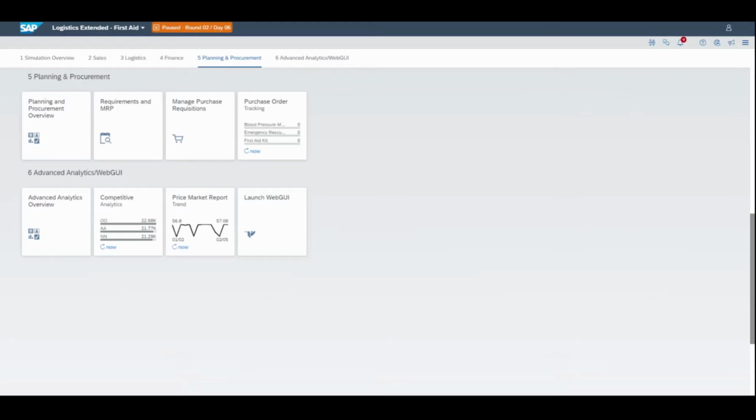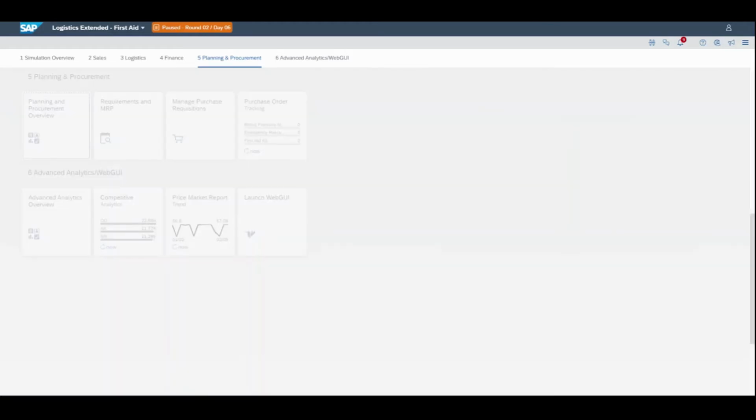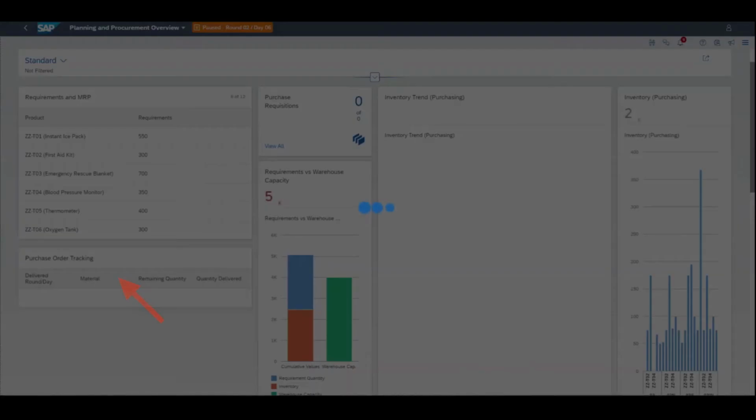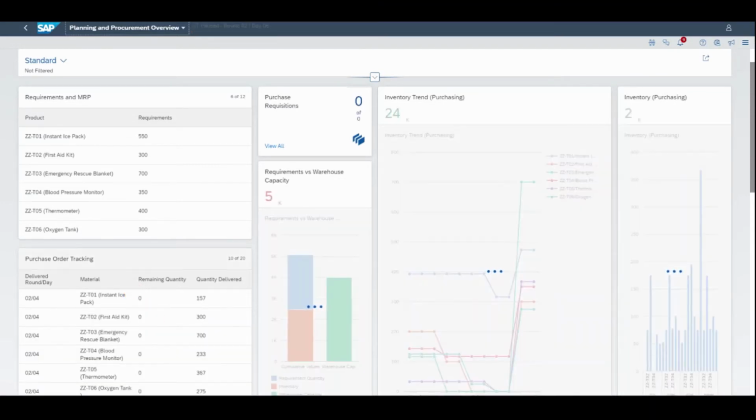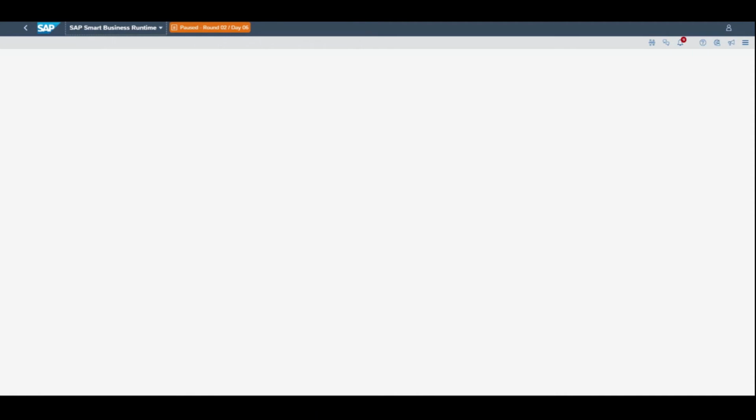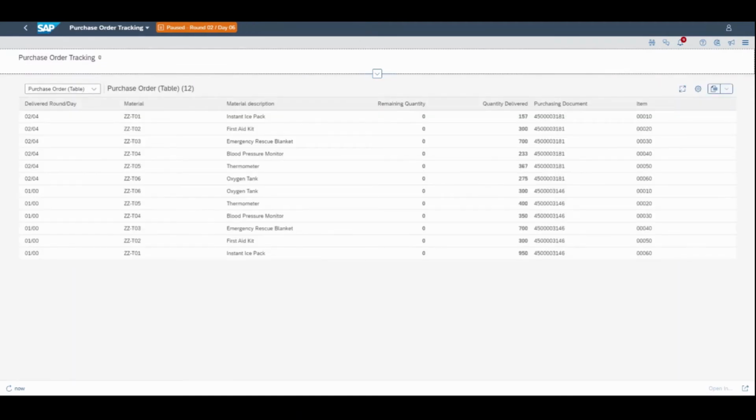Numerous reports are available in the Planning and Procurement Overview tile. Click on the Purchase Order Tracking card, which is also a tile in the Planning and Procurement row in the Launchpad. In this table, crucial information is provided in knowing exactly which products are going to be delivered on which day and round, and can be quite specific, such as how much has been delivered or remains to be delivered, as well as the associated purchasing document.